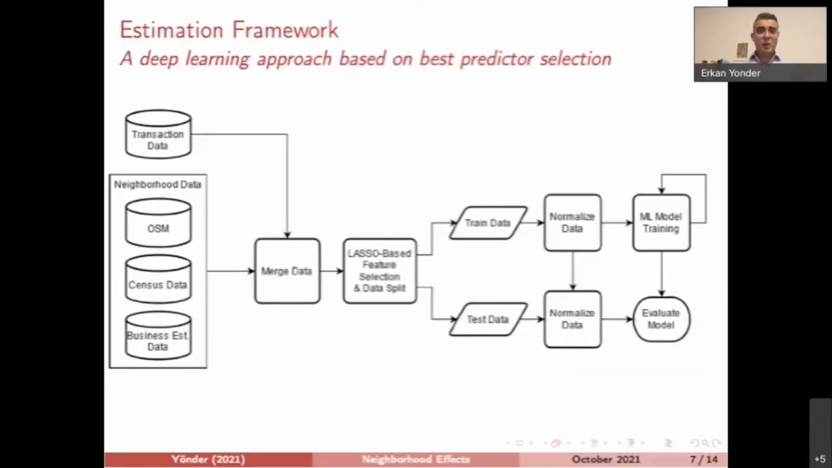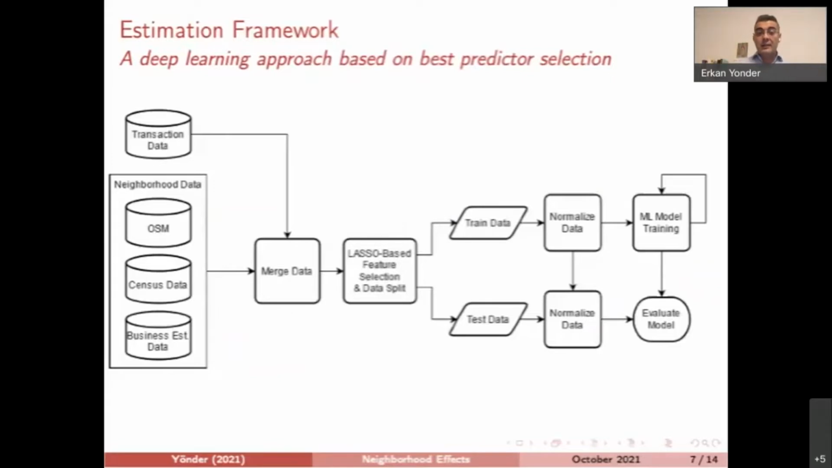So this is the model framework that we have. We have the asset transaction data. We use 3 main neighborhood data sets. As I said, this could be improved, and based on what we aim, we can use environmental data sets or social indicators and make the data set much richer.